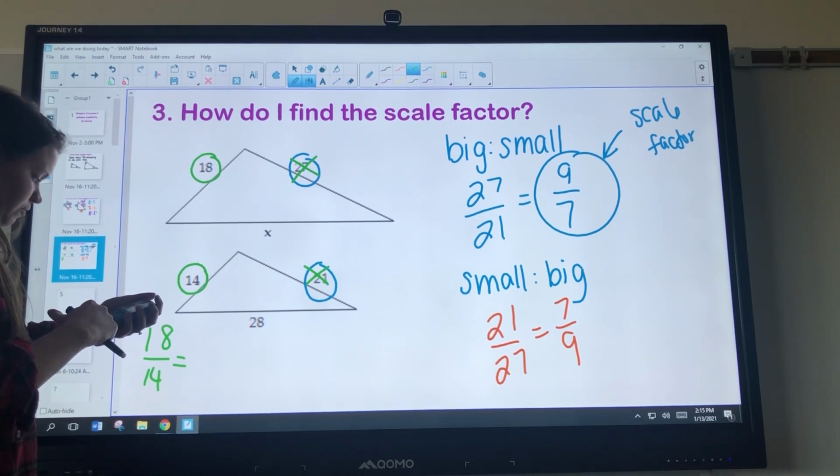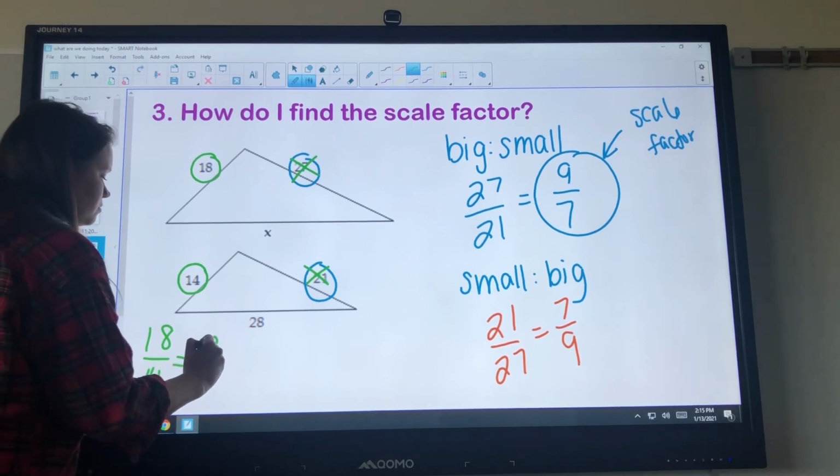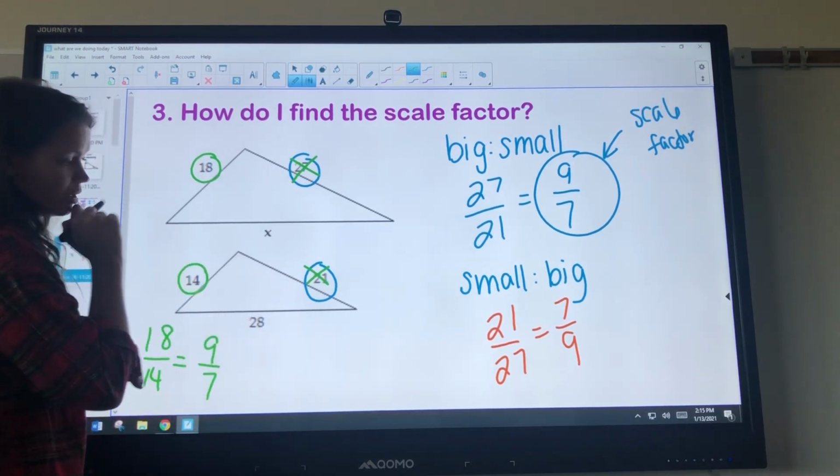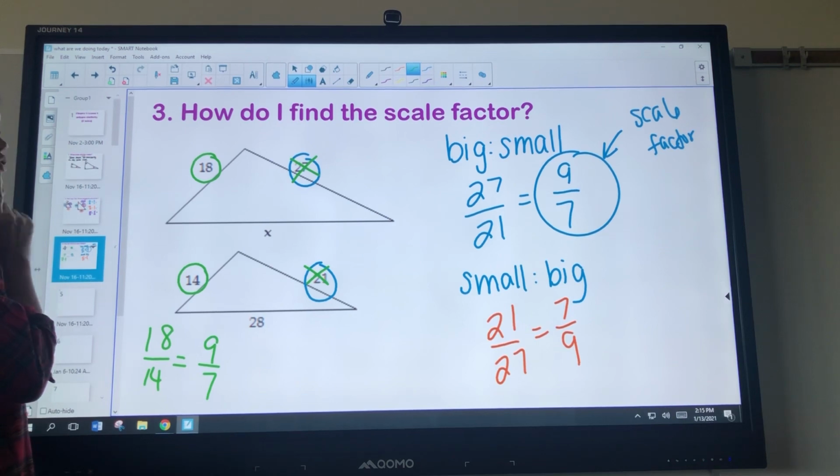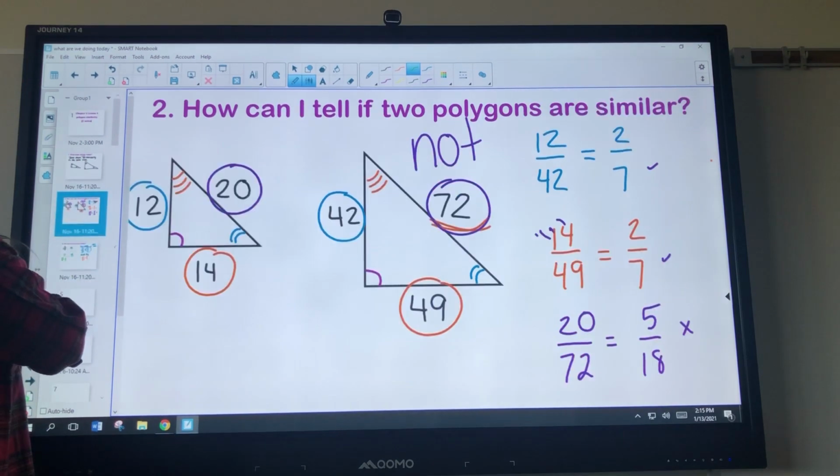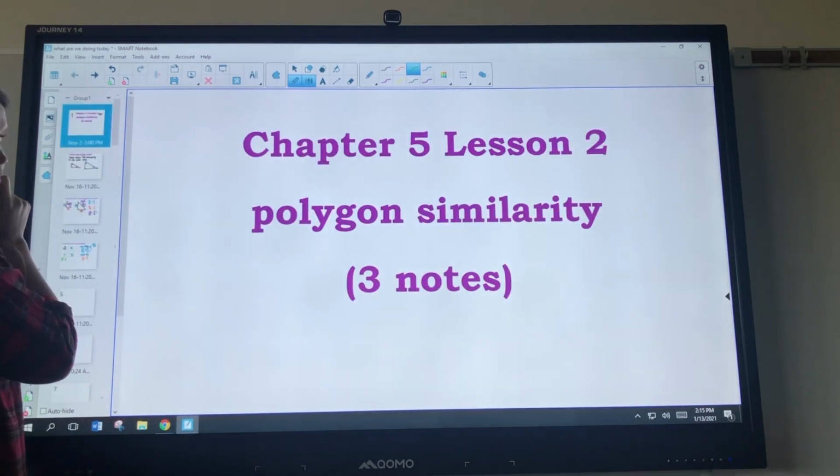18 over 14. See? You get the same thing. So scale factor is all about putting corresponding sides into a fraction and then reducing it. I believe that's all. Go do your work.